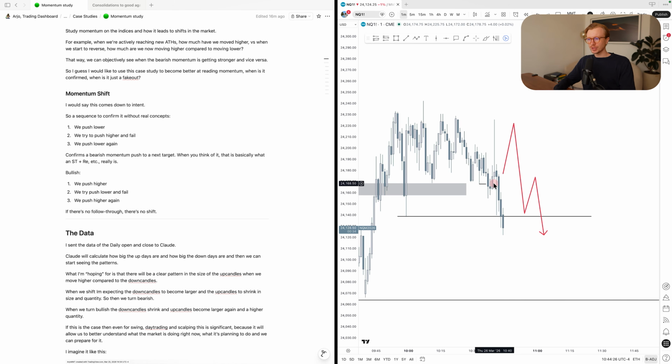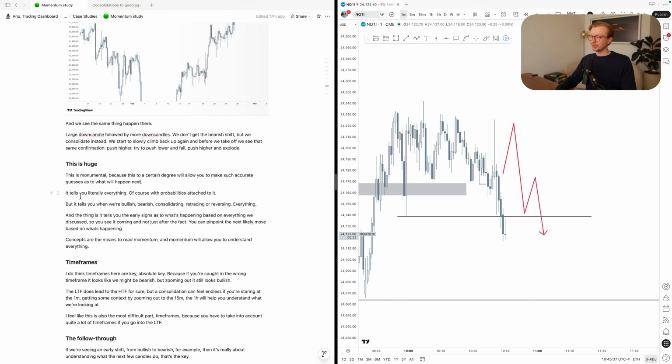So you'll notice oftentimes the market is messy right here. The market is extremely chaotic. We don't get a perfect ST, a perfect read right there to continue lower. So if you can read momentum, if you can read intent without relying on the concepts, then you're so far ahead of the rest. It tells you literally everything. Of course, with probabilities still attached to it, but it tells you when we are bullish, bearish, consolidating, retracing, reversing, everything. Without needing the specific concepts to match, if that makes sense.